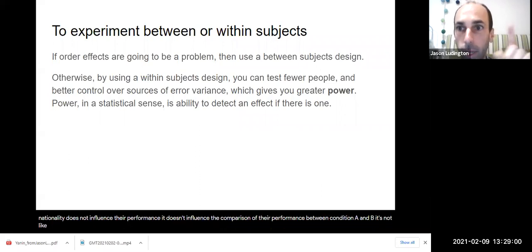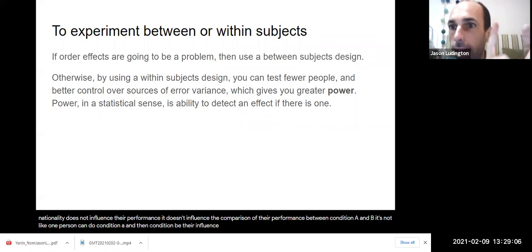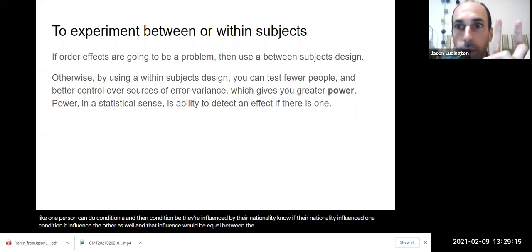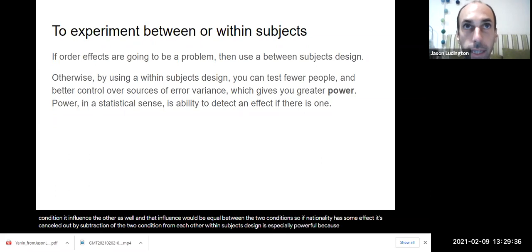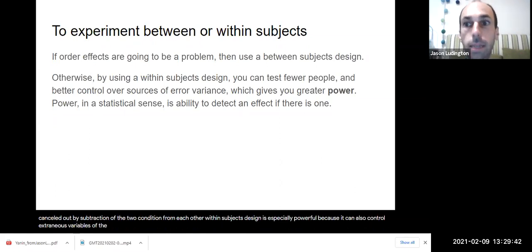It's not like one person can do condition A and then condition B, and they're influenced by their nationality in only one. If their nationality influenced one condition, it influenced the other as well, and that influence would be equal between the two conditions. So if nationality has some effect, it's canceled out by subtraction of the two conditions from each other. So within subjects design is especially powerful because it can also control extraneous variables of the participants themselves.